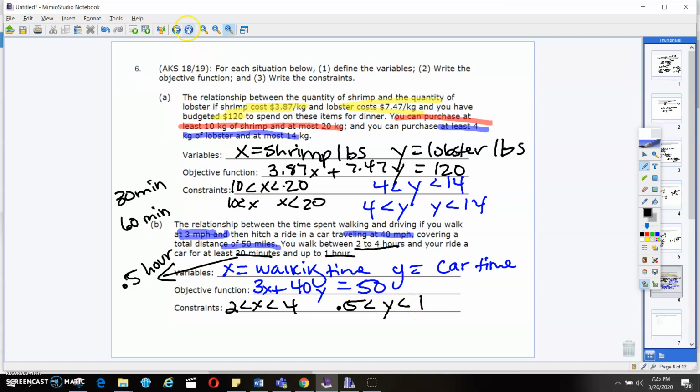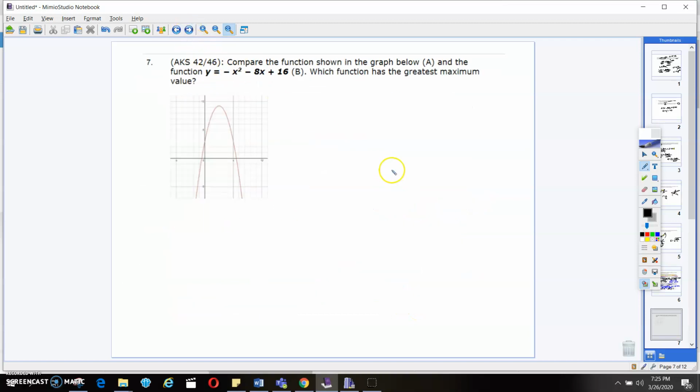Okay. Number 7, compare the functions shown in the graph below. And so this is A, and then B is this equation right here. Okay, which function has the greatest maximum value? So we're looking at the Y values of this. So if I look at the Y value of A, it's roughly like 9 to like 9.5.